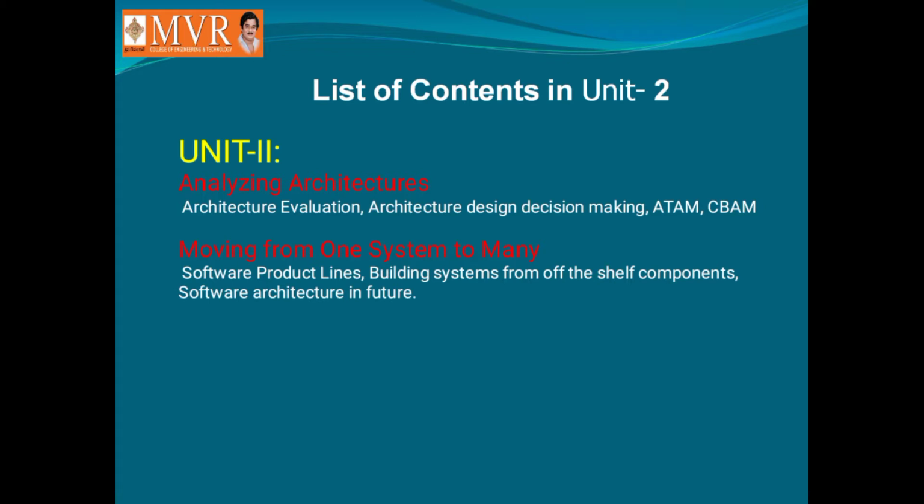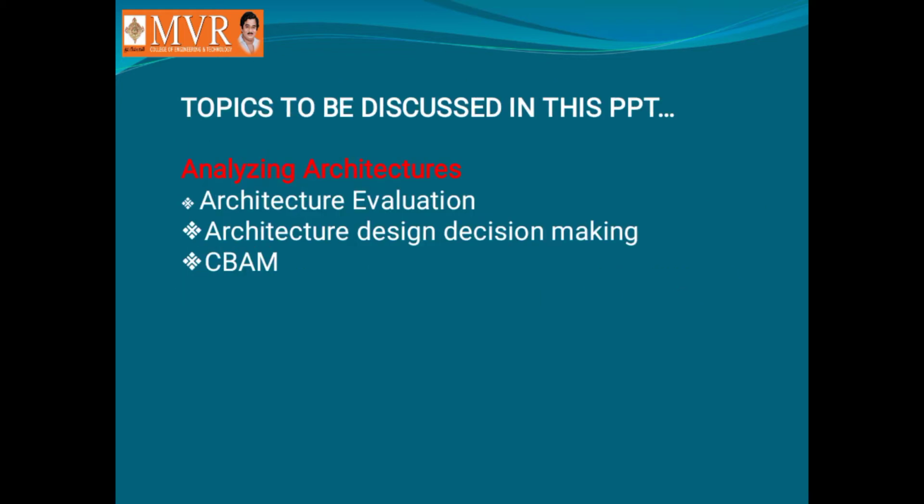In chapter 2, we will be having moving from one system to many, software product lines, building system from off the shelf components, software architecture in future. These are the two chapters in unit 2. Today I will be discussing the chapter 1 in unit 2. See, these are the topics I will be discussing in this PPT. Analyzing architectures. In this, I will be discussing architecture evaluation, architecture design decision making, and CBAM.